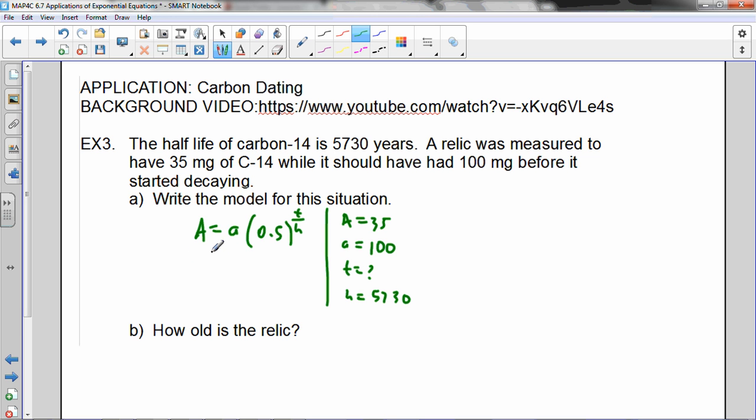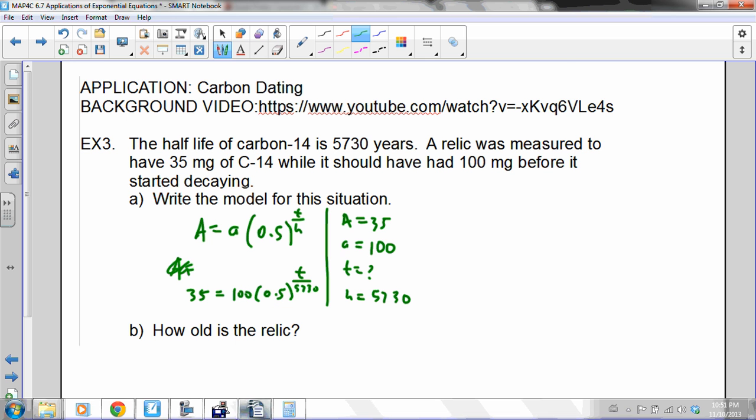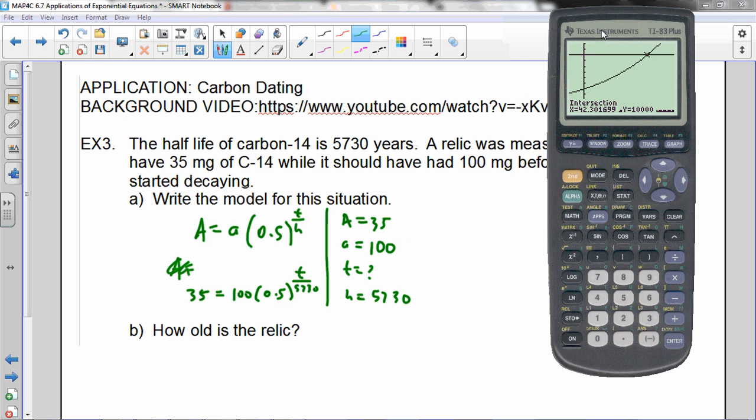Okay, write the model for this situation. Well, the amount at the end, I'm going to write it like this: 35 equals 100 times 0.5 to the power T over 5730. And that's all in the exponent. That's kind of hard for me to write, but that's all in the exponent. How old is the relic? Well, we've got to solve this exponential equation. We can do it any of the ways. We could do it guess and check. We could use the graph. I'm going to use the third way, which is the calculator and the table.